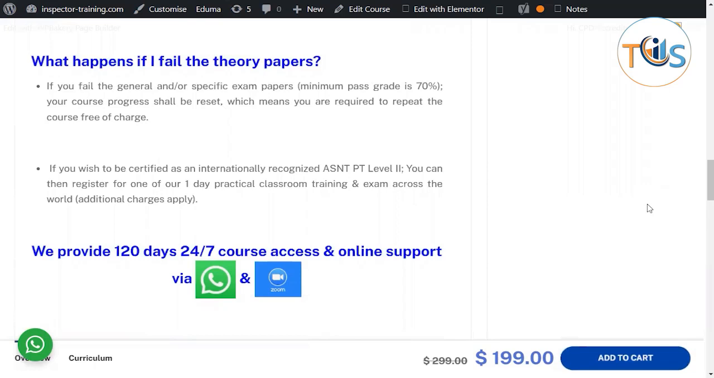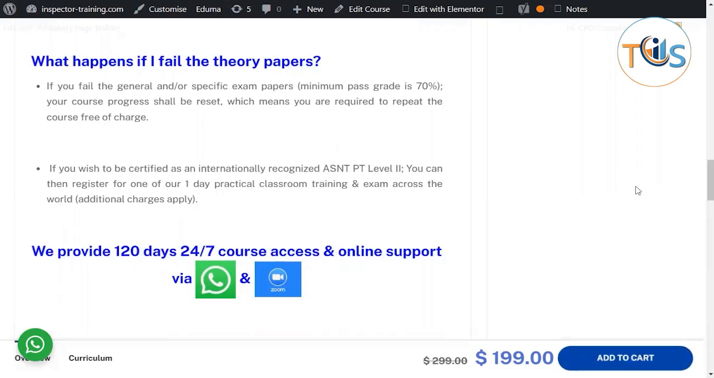If you wish to be certified as an internationally recognized ASNT PT Level 2, you can then register for one of our practical classroom trainings and exams of less than 1 day across the board, rather than the 2 or 3 days of conventional classroom, because you have already gone through the classroom training and passed the general and specific exam. In that 1 day practical classroom training, you shall go through the practical aspect and then hold the practical exam. And if you pass that, you will be certified as an ASNT PT Level 2.